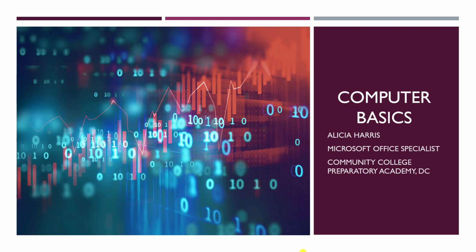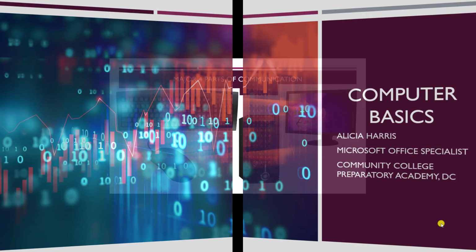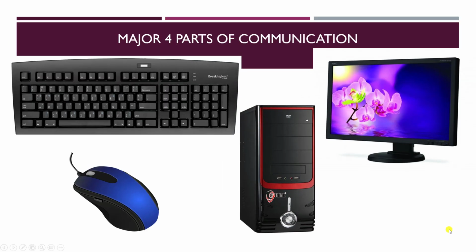Computer basics. There are four major parts of the computer: the keyboard, the mouse, the tower, or technical term, the CPU, which stands for Central Processing Unit, and the monitor.